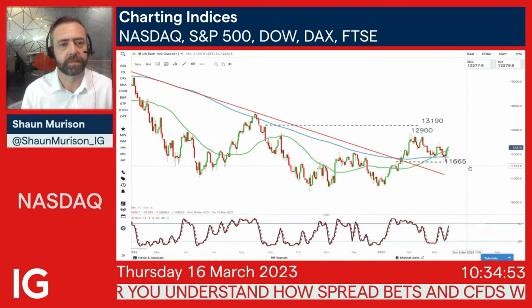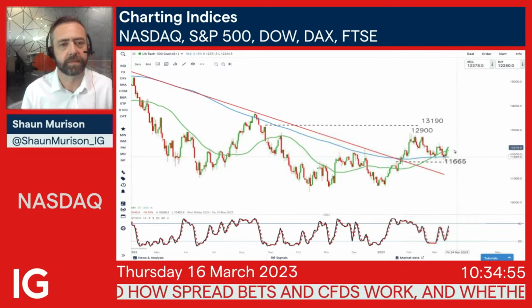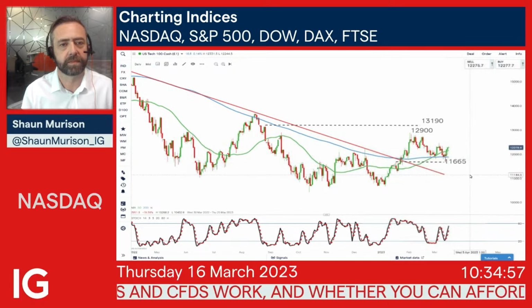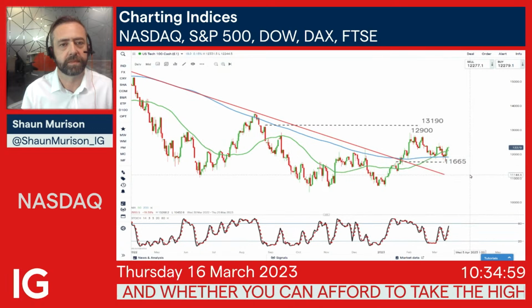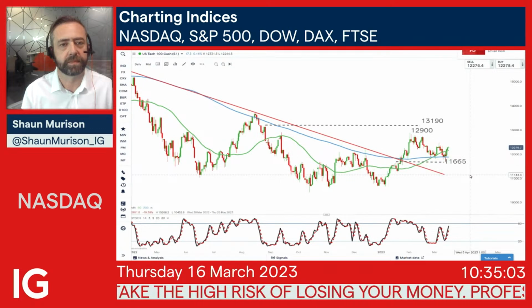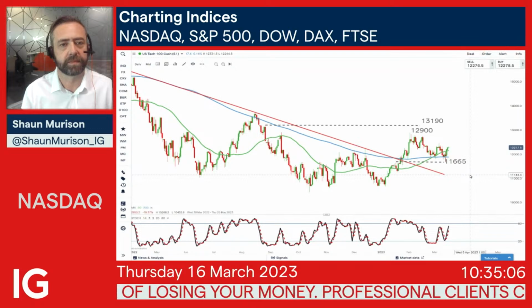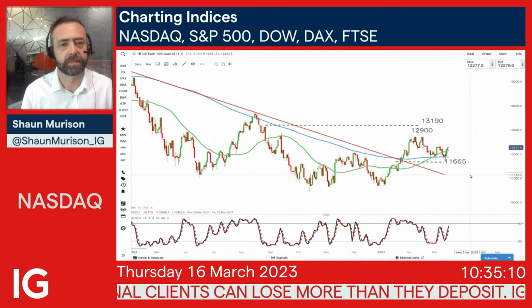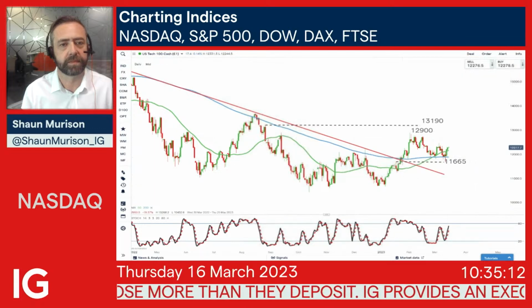11,665. Now, if we do start trading below that, then we can consider, well, maybe we're a little bit too early on this longer term uptrend that the golden cross does assume. But for now, there is a bit of short term momentum to the upside, and we do have that longer term trend bias considered up on the NASDAQ 100.